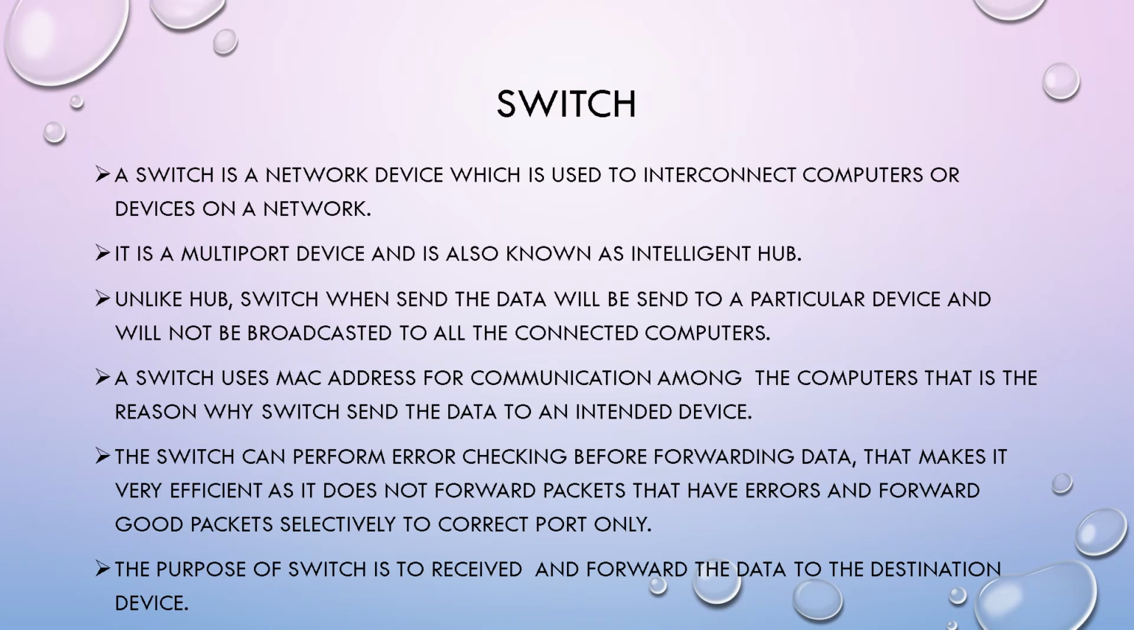Now the switch can perform error checking before forwarding data. That makes it very efficient, as it does not forward packets that have errors and forwards good packets selectively to the correct port only. What do you mean by error checking? Sometimes the message that you send may get disturbed due to noise. So the signal may not be good. That is called an error. So the switch can perform this error checking before forwarding the data, and it only forwards a good packet.